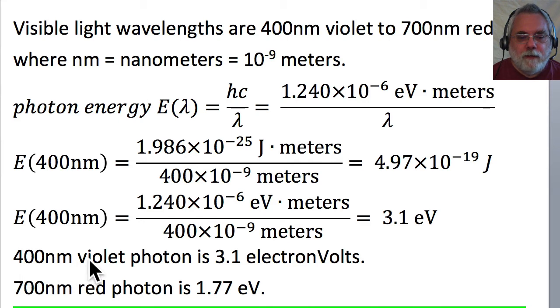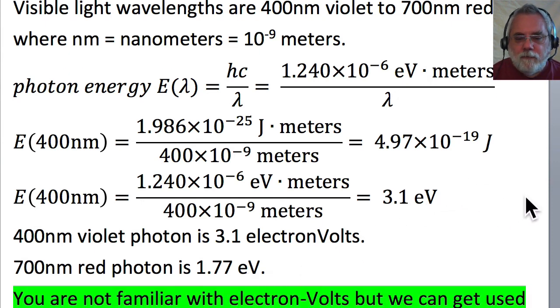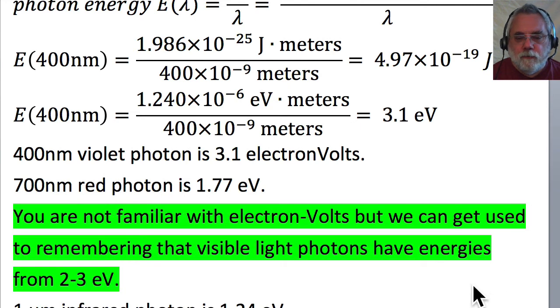A 400 nanometer violet photon has 3.1 electron volts of energy per photon. A 700 nanometer red photon is 1.77 electron volts. So if you're not really familiar with electron volts, maybe you can get used to remembering that visible light photons have energies in the range 2 to 3 electron volts. That might be the best we can do for the moment for getting used to the energy scale.